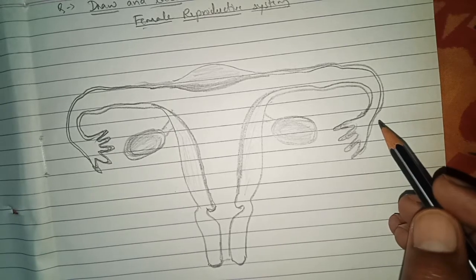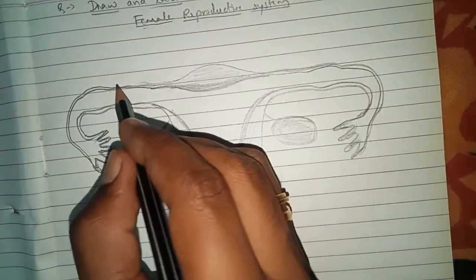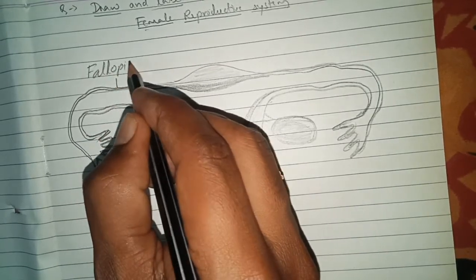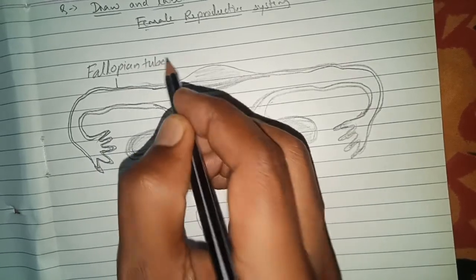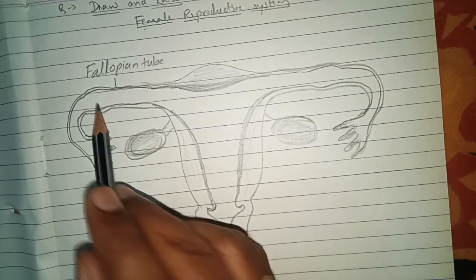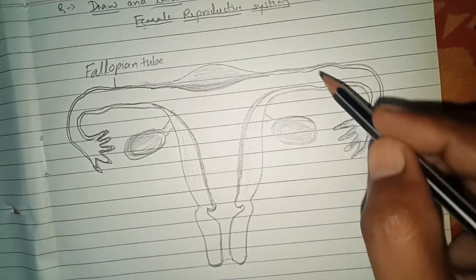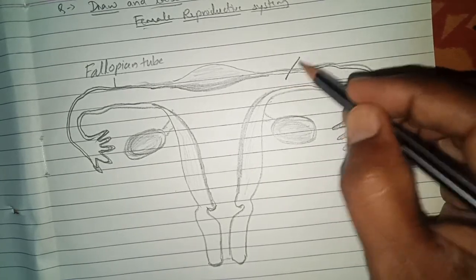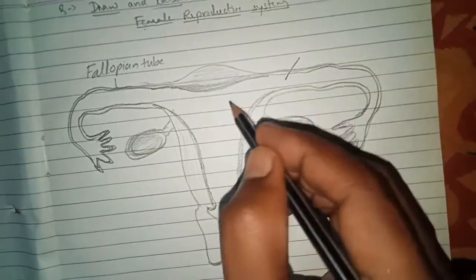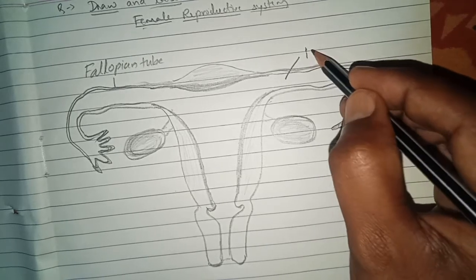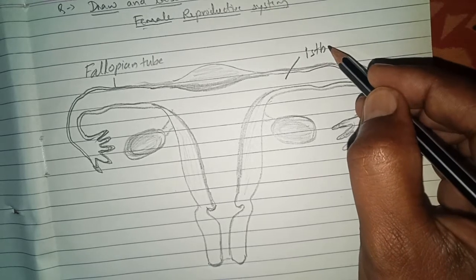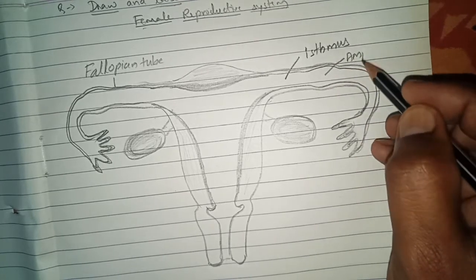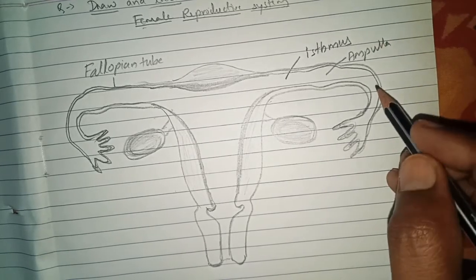The first part we can label is the fallopian tube. You can consider this the right fallopian tube and this the left fallopian tube. In each fallopian tube we observe 3 important regions. The first one is attached to the uterus and opens into the uterus. This narrow tube is called the isthmus. And this wider region we call the ampulla.